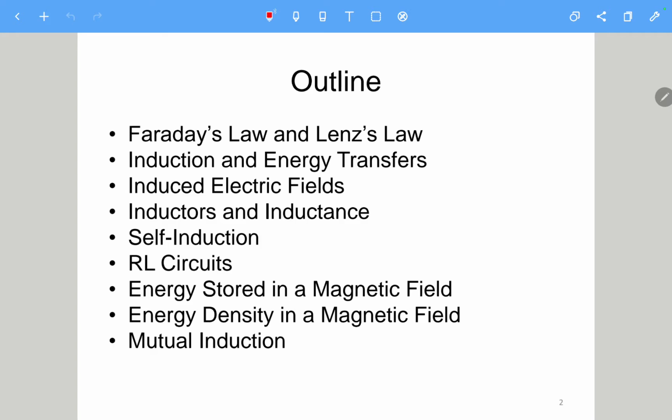It tells you how to determine the direction of the induced current or the induced EMF. And then we will talk about induction and energy transfer, and also the induced E field, which is also part of Faraday's law.